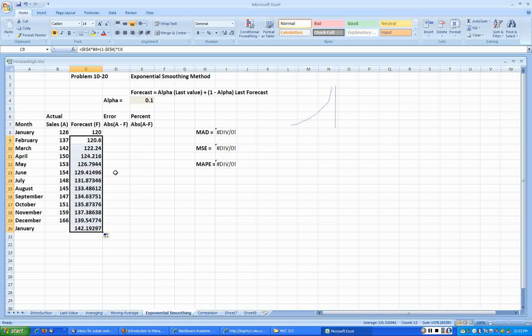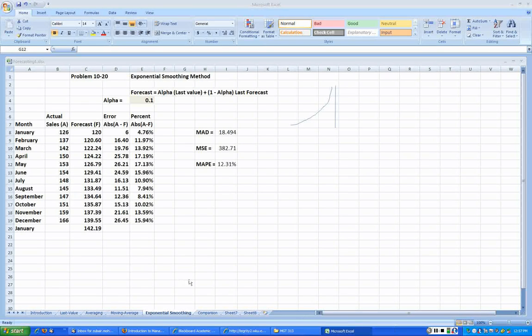Now copy the formula down, then find the absolute error as the difference between the actual and the forecast. Populate that column as we did before, and also calculate the percent error as we did before. So I'm going to fill up these two columns. Next.